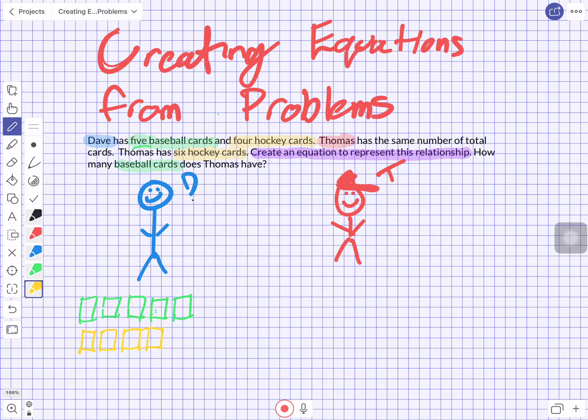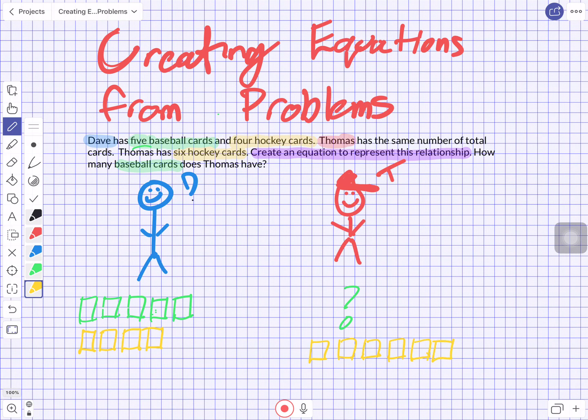And what about Thomas? Do we know how many baseball cards he has? No. No, so I'm going to put a question mark for green. We don't know how many he has. And what about hockey cards? He has 6. 6, great. So it's always nice to make visuals of stuff, and then we can start to create our numbers that represent things. 1, 2, 3, 4, 5, 6.